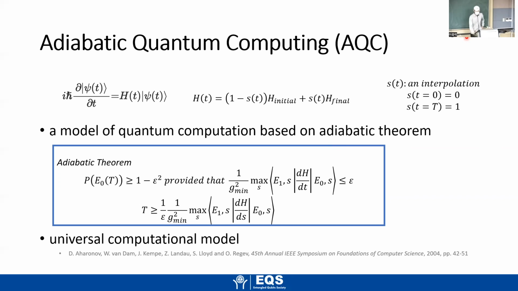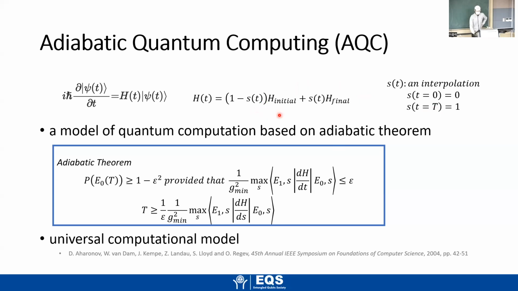So adiabatic quantum computing (AQC) employs time continuous evolution, as you can see in this Schrodinger picture. In this picture, the total Hamiltonian is composed of two Hamiltonians, the initial Hamiltonian and the final Hamiltonian, multiplied by the factors 1 minus s(t) and s(t). Here, s(t) is an interpolation, so that at time 0, s(t) would be 0, and at the final time T, s(t) will be 1.